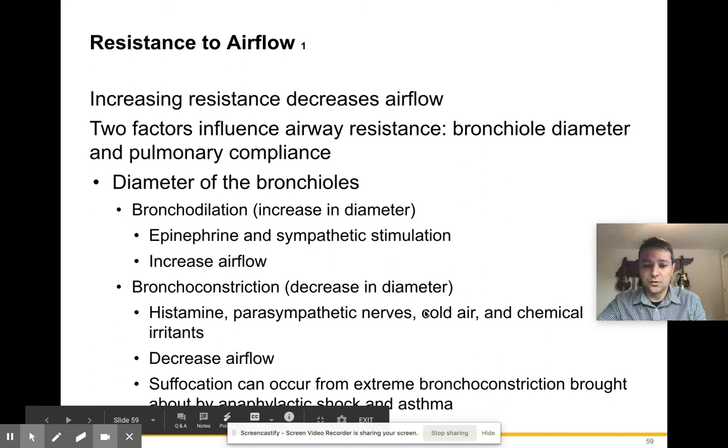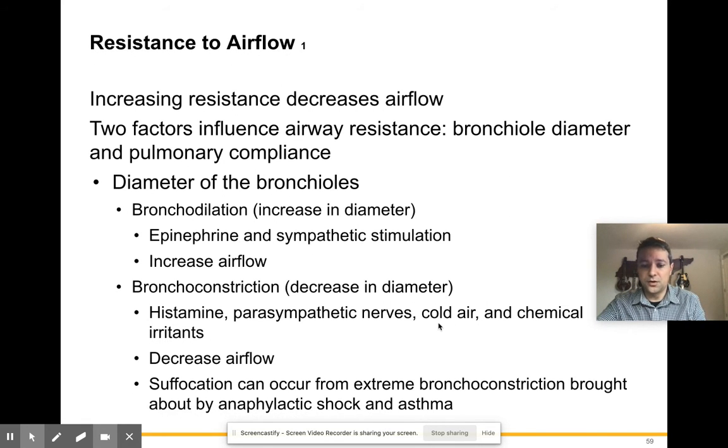What else can do this? Cold air. If you're walking around outside in December, January, February, it's going to naturally constrict whatever that air touches, because that's what happens when things get cold. When things get cold, they shrink. Same thing with your bronchioles. If you are inhaling cold air, that cold air is touching all of those respiratory organs that we looked at in the last lecture. It's going to hit your trachea, go down, hit the bronchioles, and that cold air is going to constrict your bronchioles.